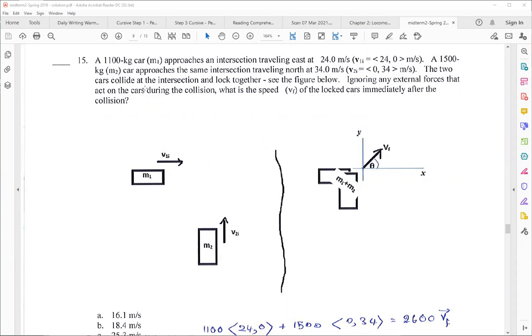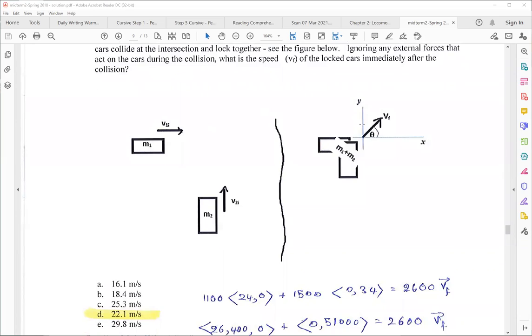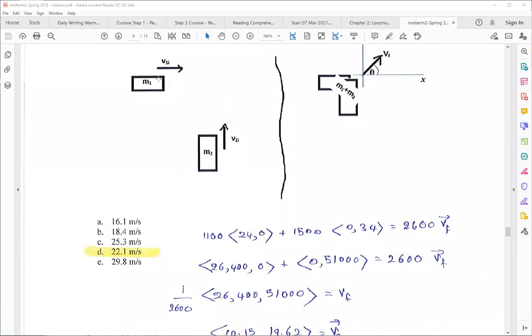Now, the two cars collide at the intersection and lock together. See the figure below. Ignoring any external forces that act on the cars during the collision, what is the speed of the locked cars immediately after the collision? Again, we did this. We actually did this in the lecture, and in one of the review sessions on 2019.